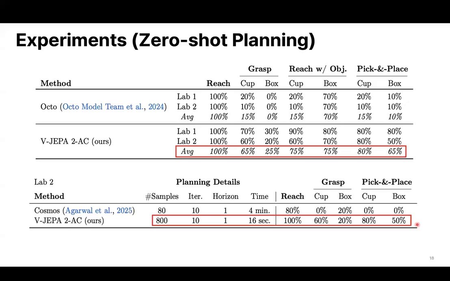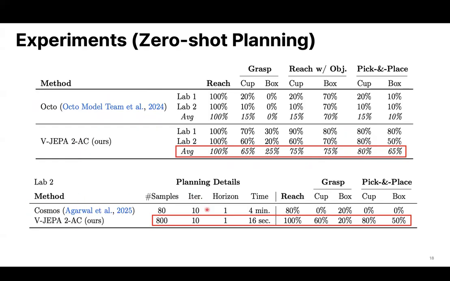And this is the comparison. Octo is just a state-of-the-art robot manipulation work. So Octo succeeded only about 25%, while V-JEPA 2 AC, which means action-conditioned, this is post-trained V-JEPA 2, reached 65 to 80%.